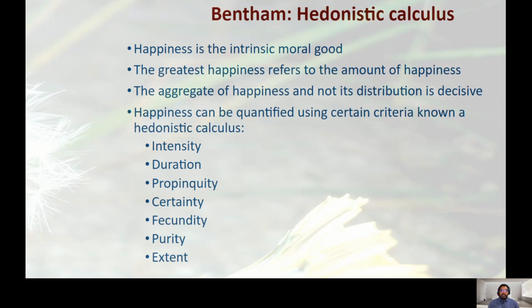The sixth criterion is purity. The happiness is or must be devoid of pain. How pure a happiness can it be? Pure happiness means the pain should be as little as possible, or nothing at all if possible. So that would be the purity of happiness. The seventh criterion is extent. To what extent are people going to be happy? How many people are going to be made happy by this? So these are the 7 criteria by which Bentham thinks we can quantify happiness, and therefore his utilitarianism is called utilitarianism of quantity.